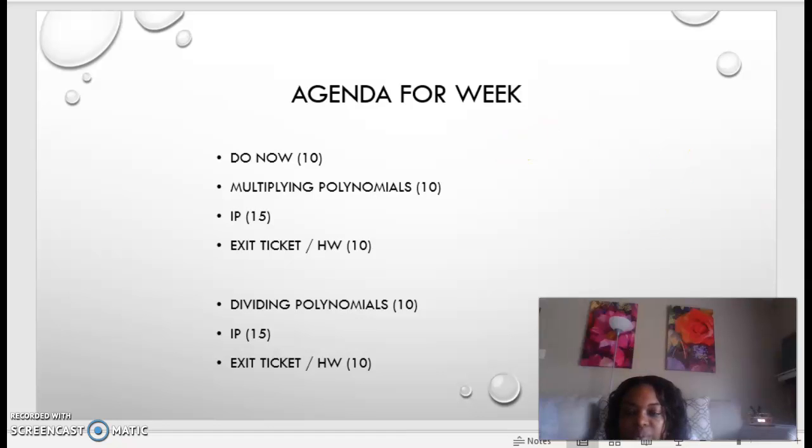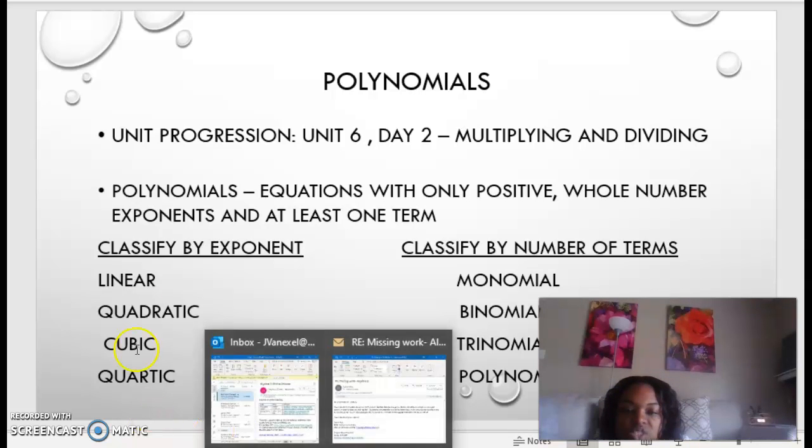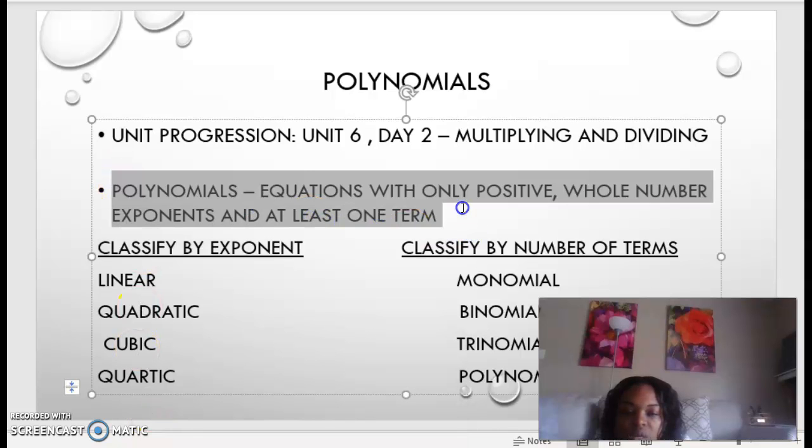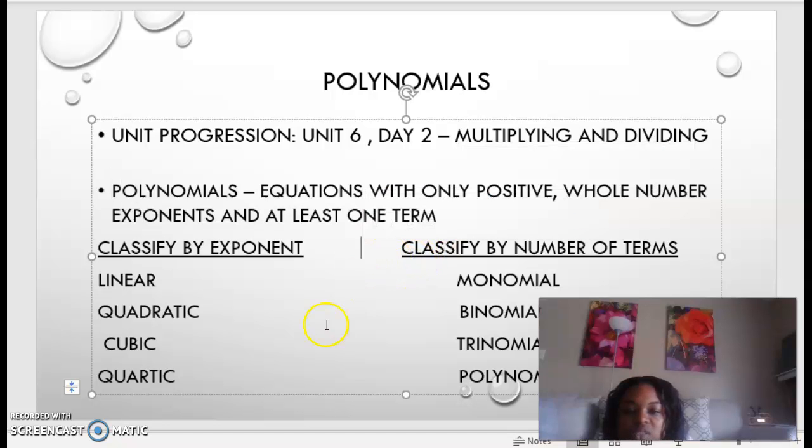Then on the next slide, what I placed here was just an overview of things related to polynomials. So this was unit 6, day 2. Unit day 1 is just about the intro. Day 2 is just about multiplying and dividing polynomials. So we have the definition here. What is a polynomial? Polynomials are equations with only positive whole number exponents and at least one term. And so we have some classifications of different polynomials based on the exponent and then based on the number of terms.